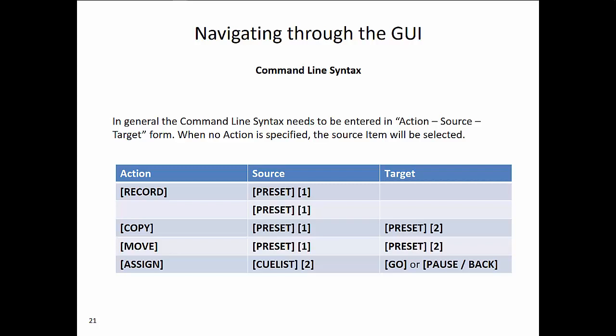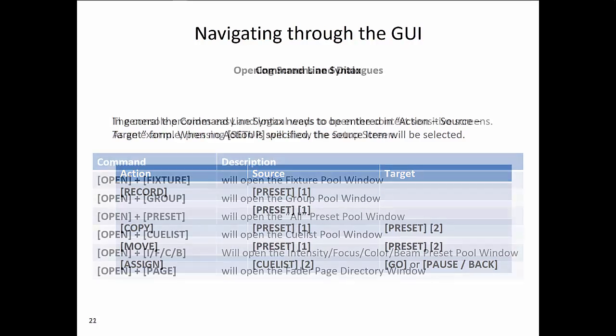number 1. You can copy preset number 1 to preset number 2. You can move preset number 1 to preset number 2, or you can assign QList 2 and then press the appropriate go or pause back button for the fader that you want to target the assignment.